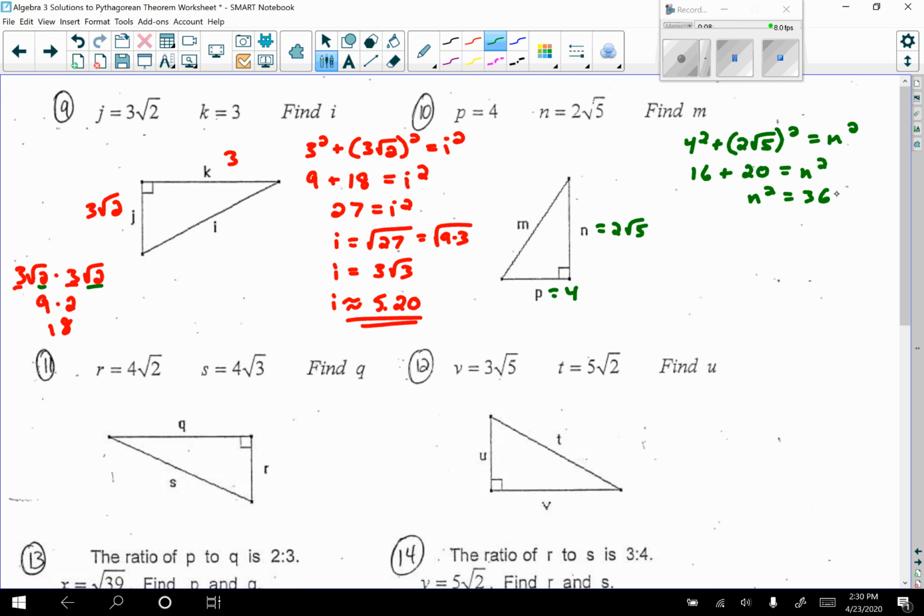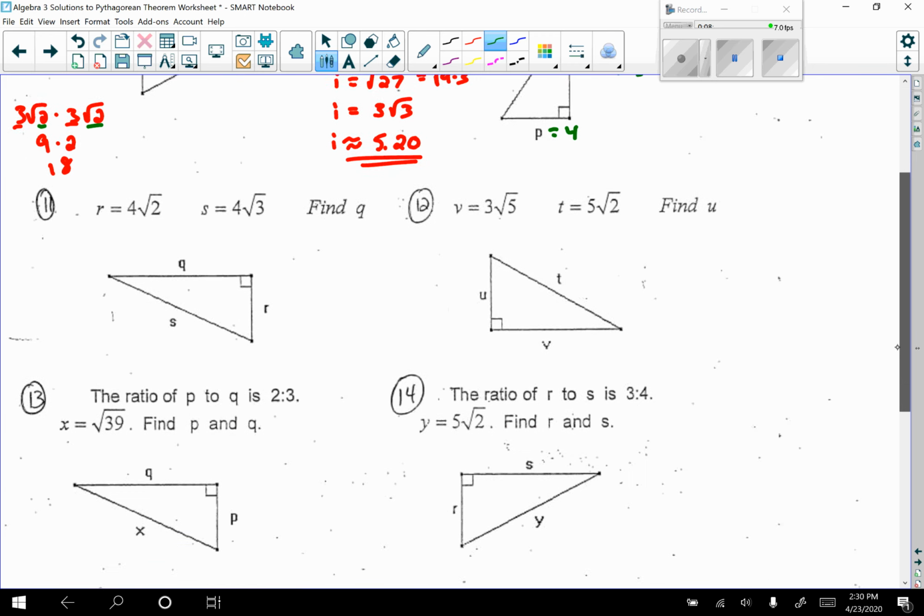Now, since 36 is a perfect square, there are no two versions of this answer. m is just going to equal the square root of 36, which is 6. So there's no need to approximate this. It's a nice whole number.